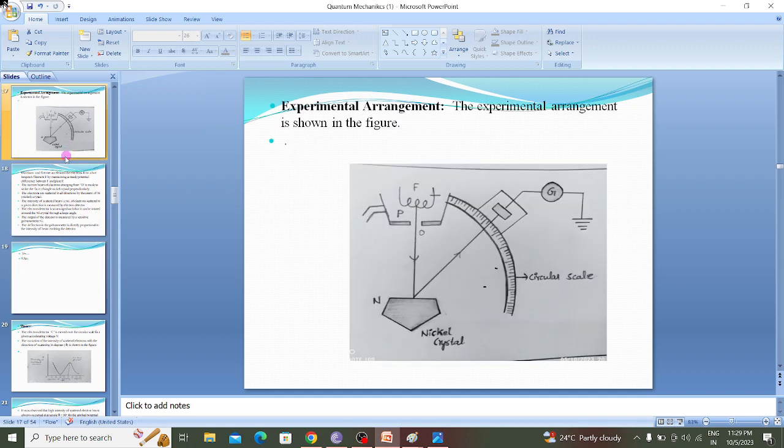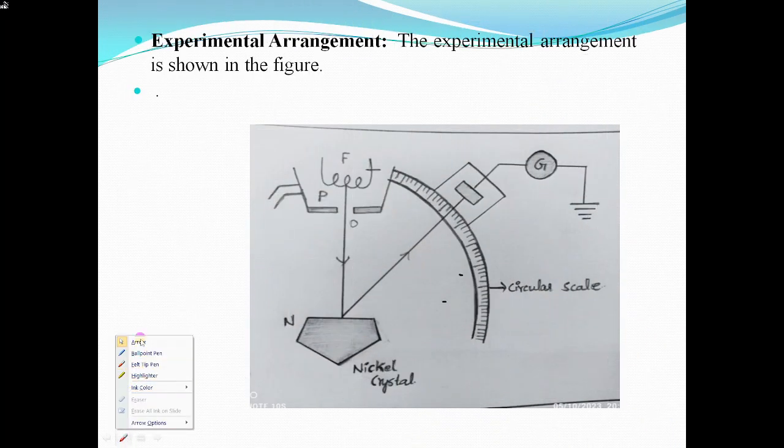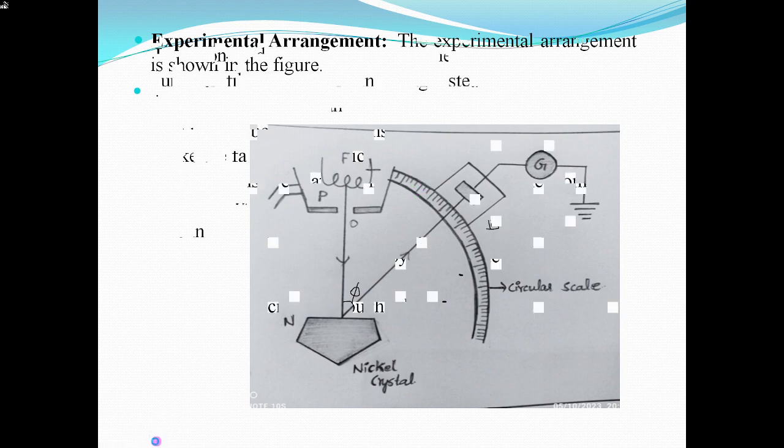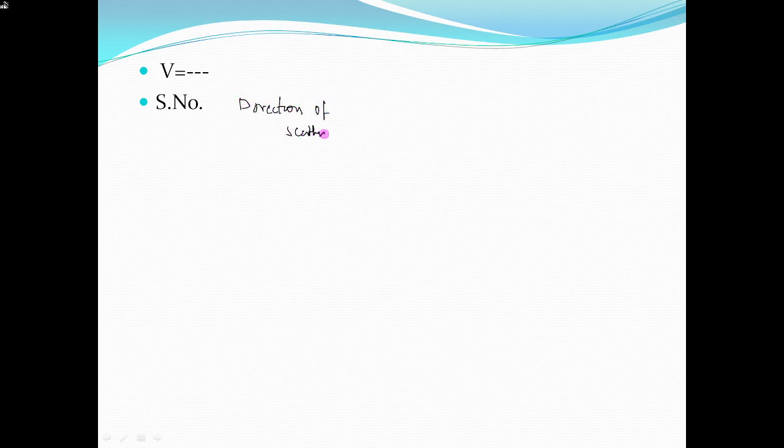Here, this is the direction of scattering, represented by phi. First they placed detector D at 10 degrees. At 10 degrees they considered the direction of scattering, which is taken as phi.